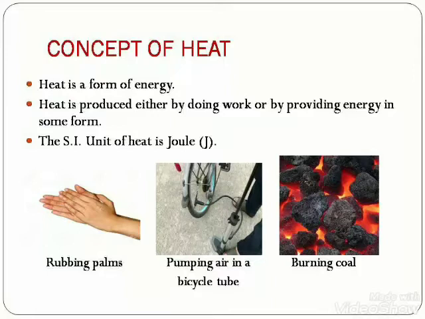The first topic is the concept of heat. Heat is a form of energy. How can we produce heat? Heat is produced either by doing work or by providing energy in some form. On rubbing the palms and on pumping air in a bicycle tube, heat is produced by doing work. On burning coal, heat is obtained from chemical energy. So finally we can conclude heat is also a form of energy.